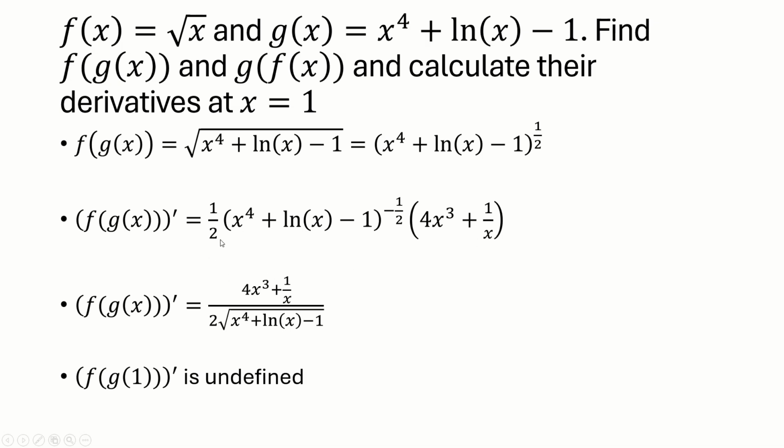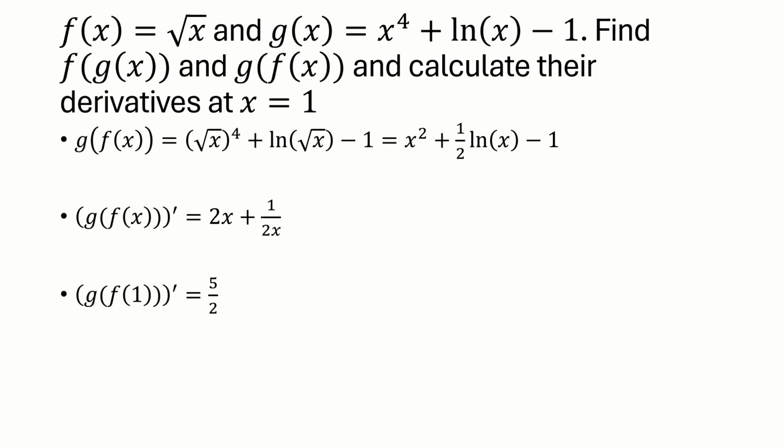And so we can simplify this by having 4x cubed plus 1 over x on the top, 2 and the square root on the bottom. And so if I plug in x equals 1, the denominator turns into 0, which means that the derivative of f of g of 1 is undefined.